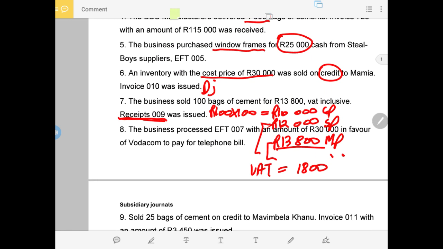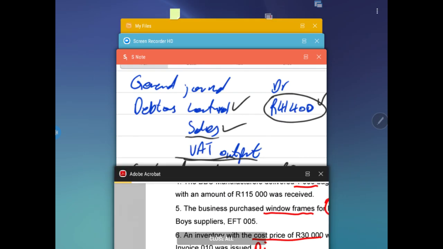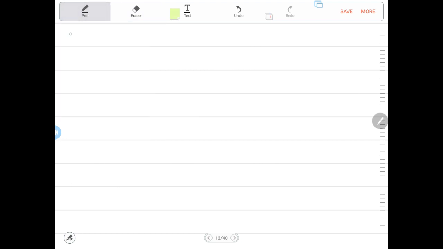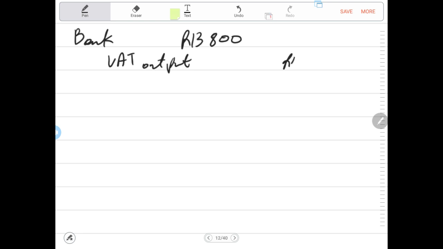Let us then do once again our general journal just to master the columns. In this case, we received money. If we received money, our bank account must be debited. Bank will be 13,800. The amount we received includes VAT. Then we'll have VAT output. Whenever we sell, VAT output is 1,800 on the credit side. It's a liability due to SARS, hence it's on the credit side. We're collecting it on behalf of SARS.